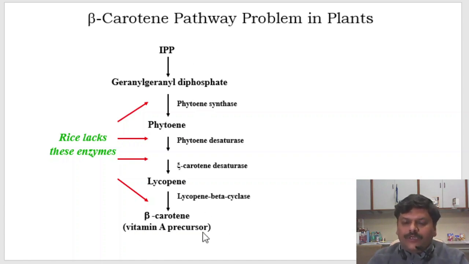The synthesis of provitamin A or beta carotene is basically a sequential action of certain enzymes which are coded by different genes. Beta carotene synthesis is initiated by geranyl diphosphate, which is converted to phytoene by an enzyme called phytoene synthase. This phytoene is converted to lycopene by the sequential action of two enzymes, phytoene desaturase and zeta carotene desaturase, and then this lycopene is converted to beta carotene by an enzyme called lycopene beta cyclase. These four enzymes are coded by four different genes.